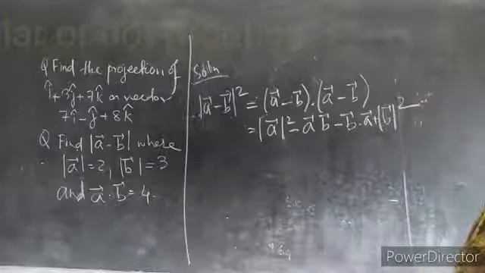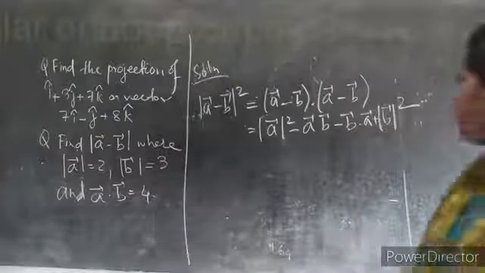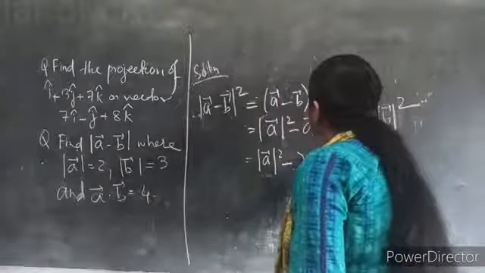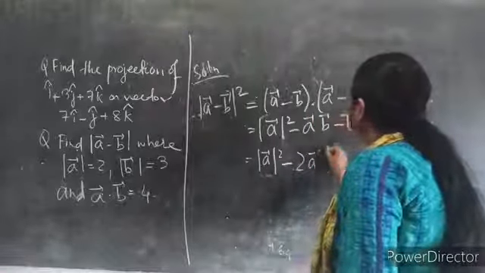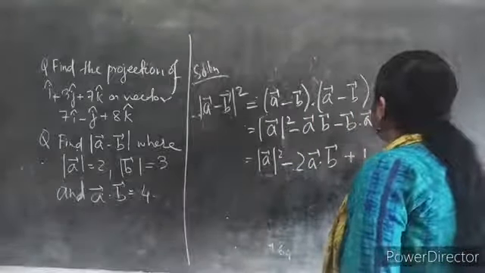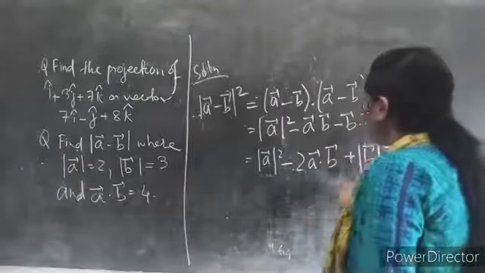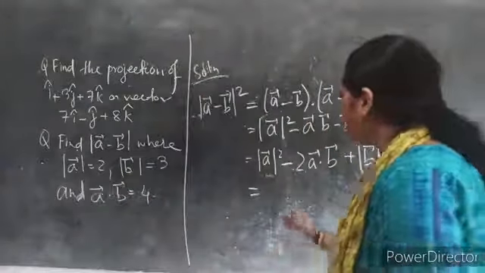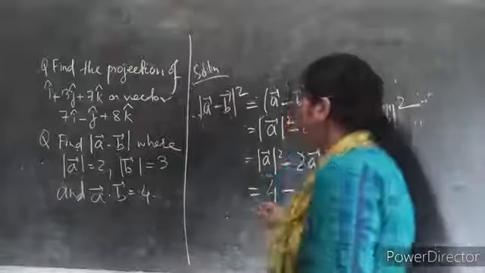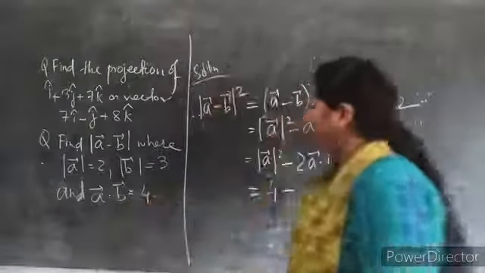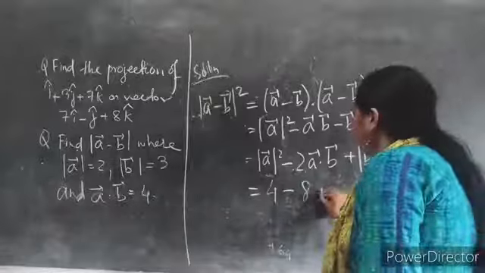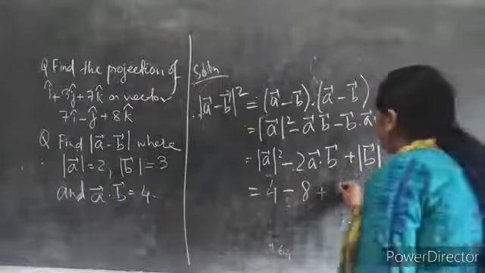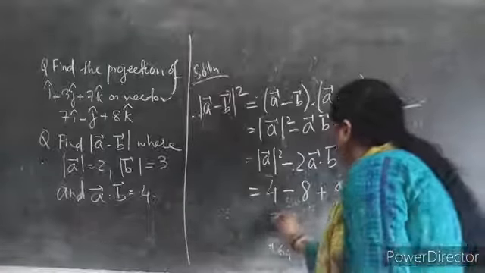So magnitude of A minus B whole square, I can write as magnitude of A square minus 2 times A dot B plus magnitude of B whole square. So as you can see here, magnitude of A is given as 2, but here it is square, so you can write here 4, minus 2 times A dot B, A dot B is 4, so it will be 8, plus magnitude of B is 3, so it is 9. So what is the value we are getting here?